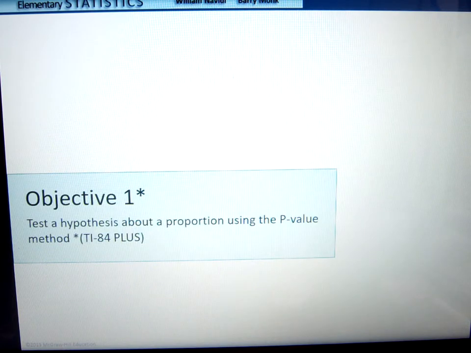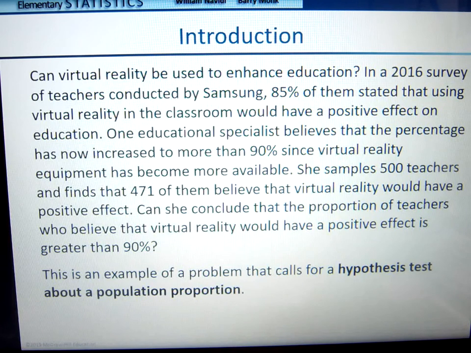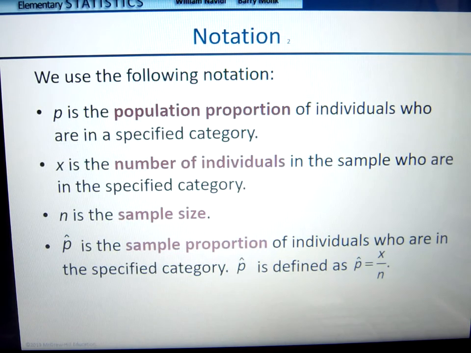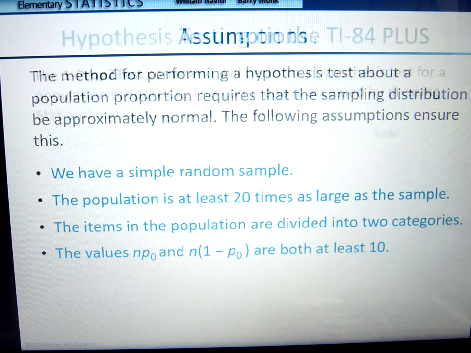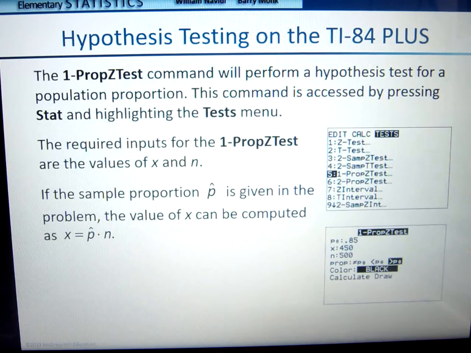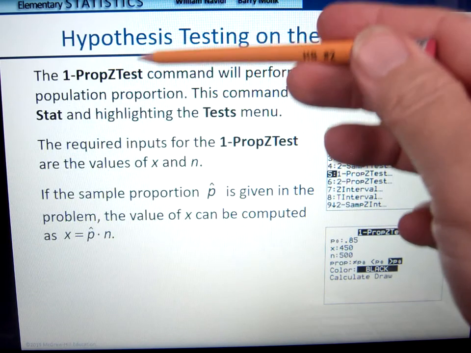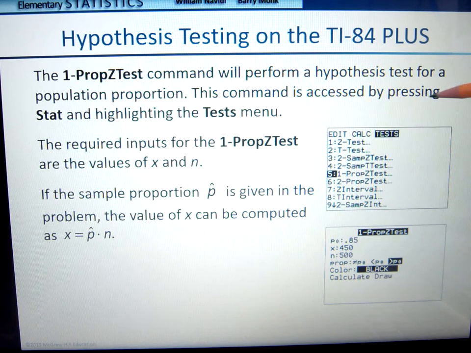Test a hypothesis about a proportion using a TI-84. Here we have the same example. We're going to look at an example of a problem that calls for a hypothesis test about a population proportion, and we have the same notation that we looked at before. So now we're going to go to 1, the 1-PropZTest command, which performs a hypothesis test for this population proportion, by pressing STAT and then TESTS. If the sample proportion p-hat is given in the problem, the value of x can be computed.